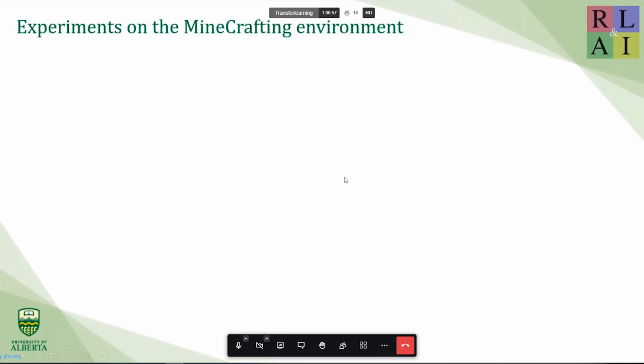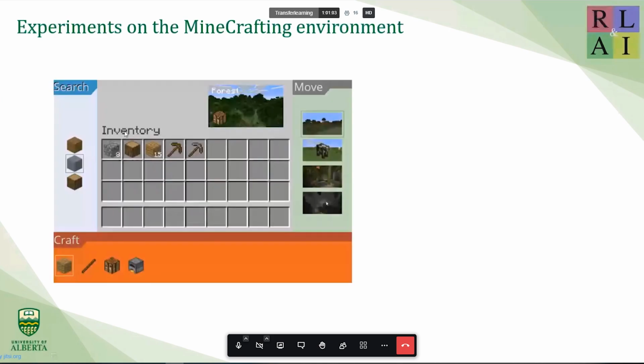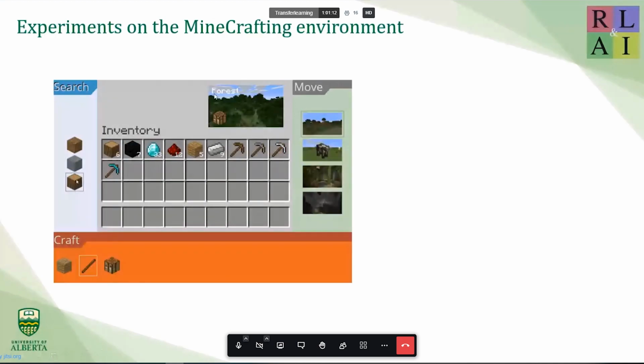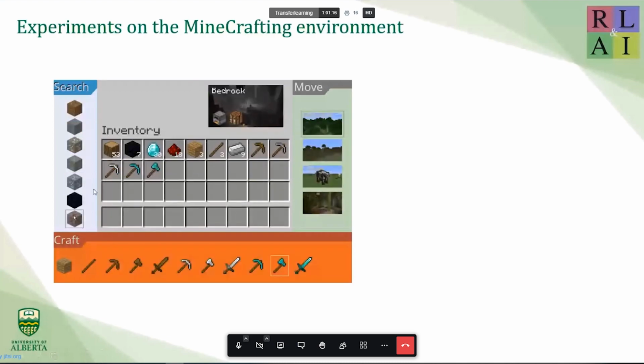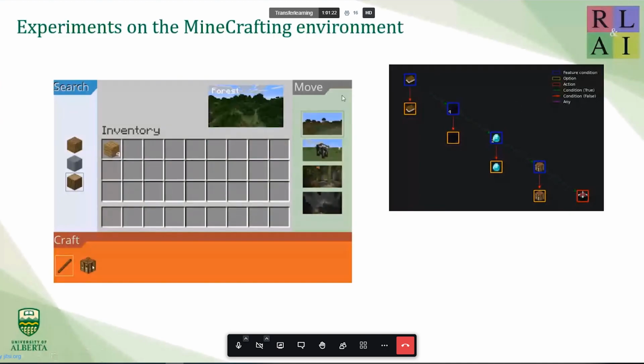And what results do we have? So I made some tests on an environment that I've developed, which is the Minecrafting environment. It is an abstraction of the Minecraft game that you might know. And the idea is that you have the Minecraft game, but without the 3D environments. You just have the crafts to do, basically. And in this environment, we can define option graphs. And that's what we have here.